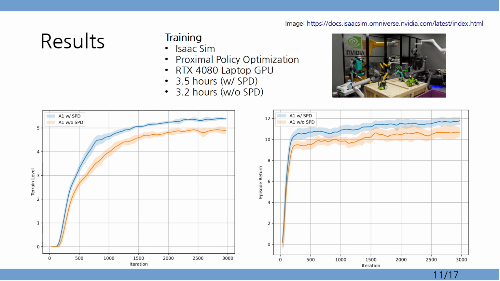On to results. We trained our policies in Isaac Sim using PPO. The learning curve tells the story. SPD consistently outperforms the baseline, with higher episode returns and faster progression through terrain levels.